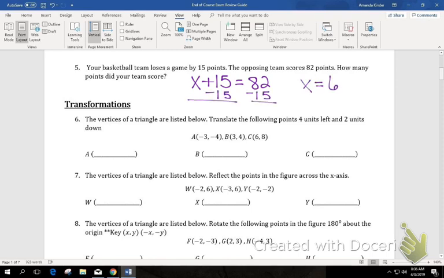You say, Ms. Skinner, you just made that way more complicated. Well, what happens on your SAT when it doesn't ask you what the answer is, it asks you what the equation is that represents the situation? You have to know how to write an equation, okay? And then solve. All right, number 6, translations.